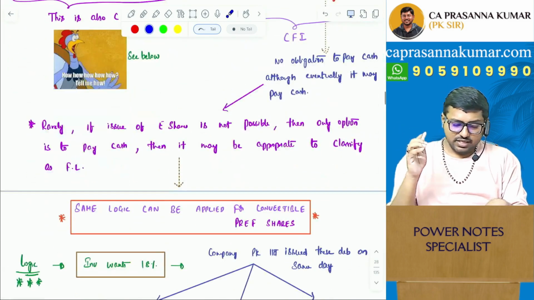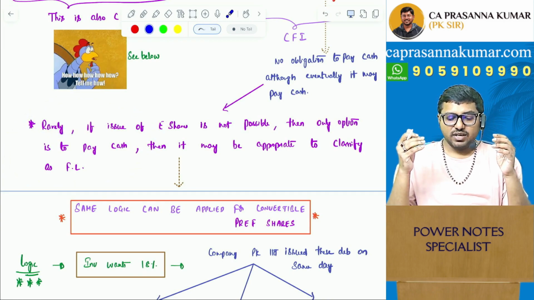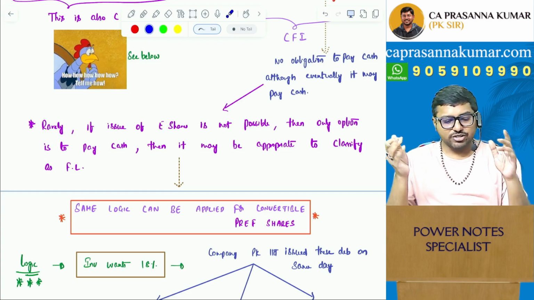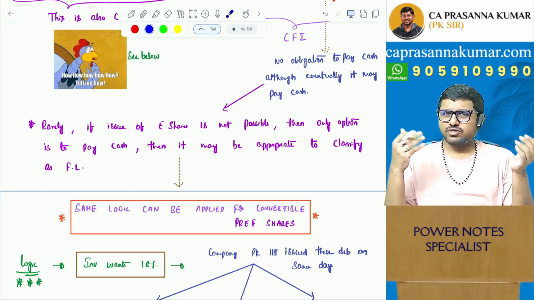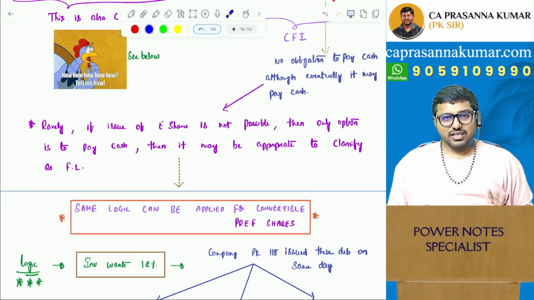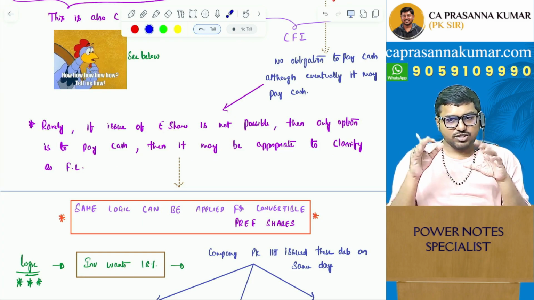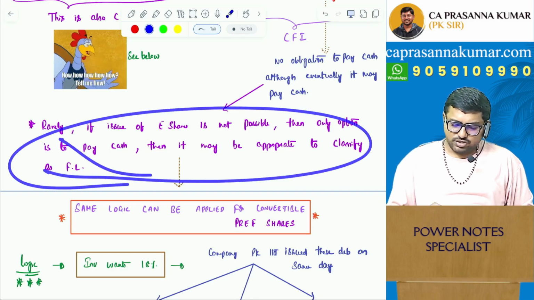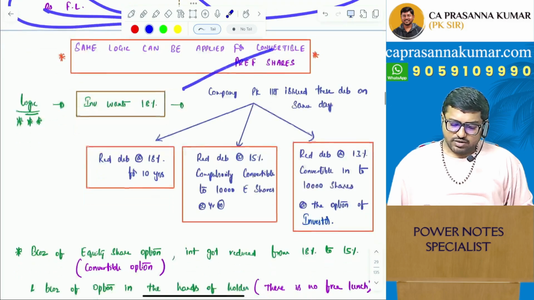However, in certain exceptional scenarios, that's why I've written here rarely, there might be a chance that because of some other regulations or government restrictions, issue of equity shares is not possible, because a war broke out or something else happened. Therefore, the only option for the company is to pay cash in that kind of situation. Therefore, it may be appropriate to classify it as a financial liability. You understand the point? Right? It's a rare case scenario, Nana. So this is an exception. Therefore, this you should not remember. This is what you have to remember. All right? Chalo. And I told you the logic for this as well.